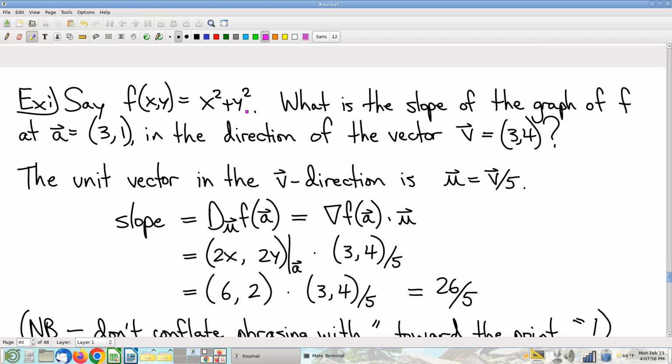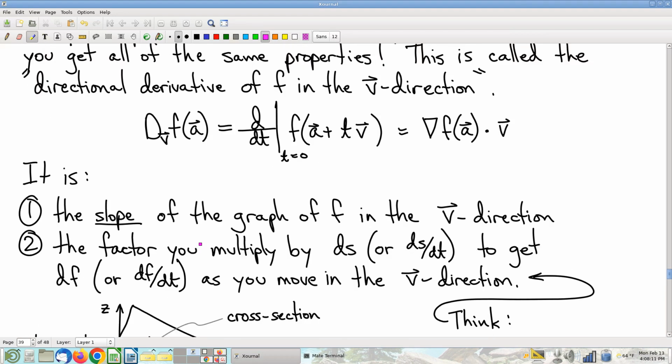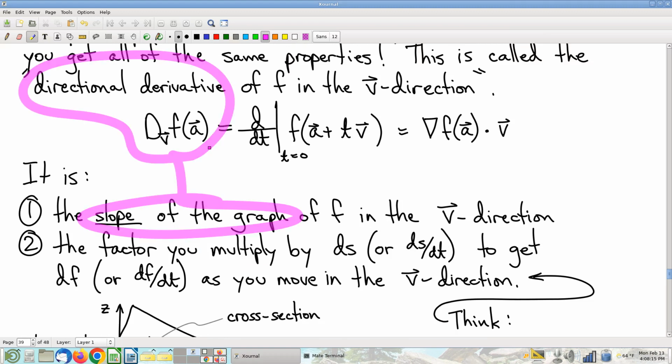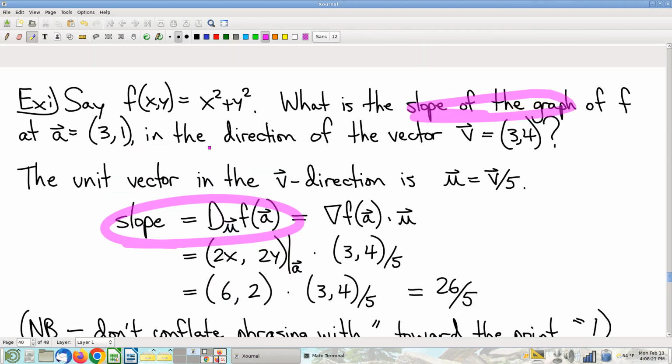Let's see here. I've got a function here, and I want to compute the slope of the graph of that function in a certain direction. Fine. Okay, well, slope of the graph, directional derivative. Right, this is one of our primary interpretations of directional derivative, slope of the graph. So, I'm going to need to compute this directional derivative.